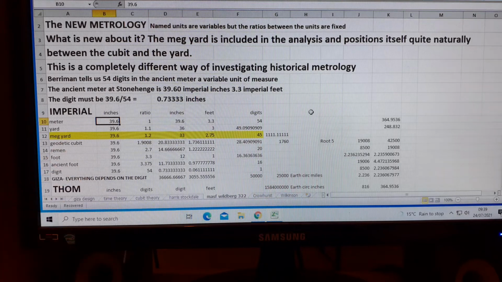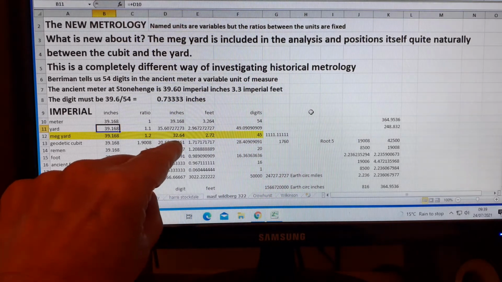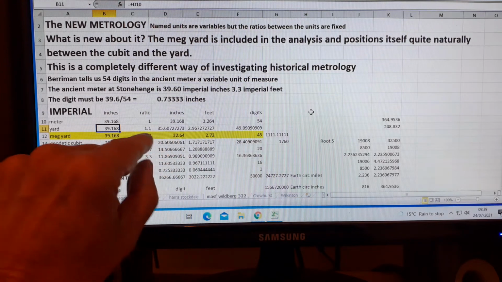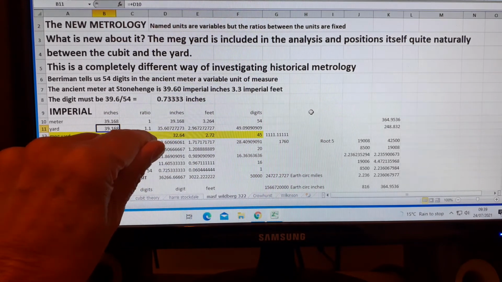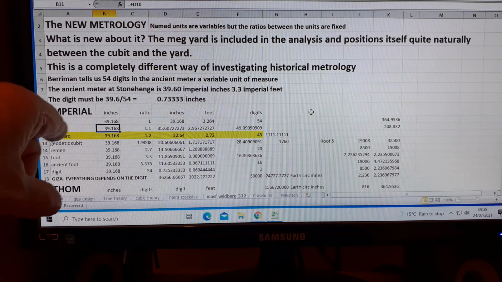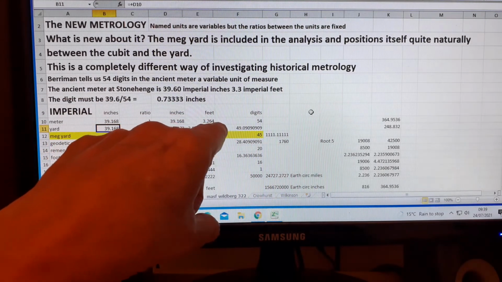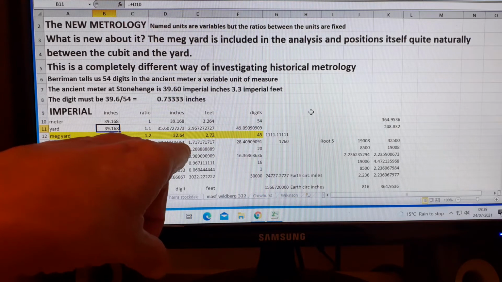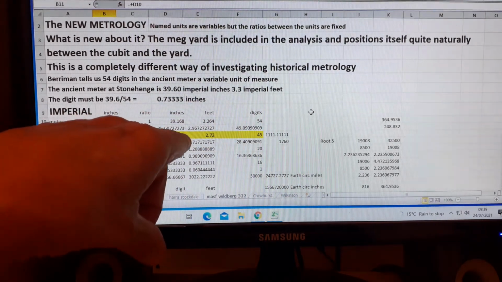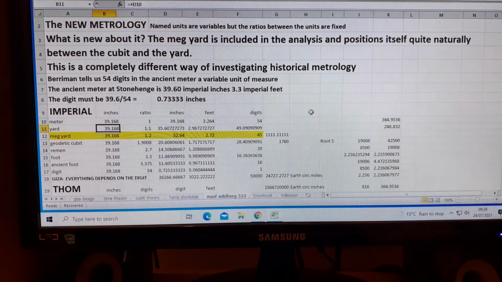I know what the meter is that goes with the megalithic yard. So I put it in. There's the megalithic yard. There's 2.72 feet. Still 45 digits. Still a ratio of 1.2. What we find now is that the meter in feet is 3.264. So inches divided by 10 gives a metre in feet. So the megalithic yard divided by 10 when it's in inches gives a metre in feet.